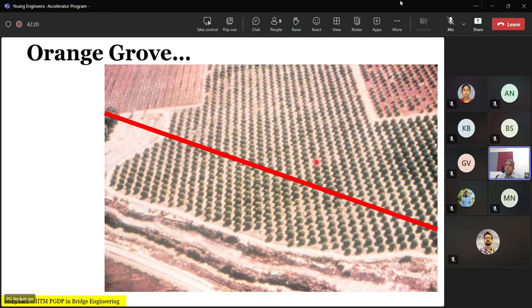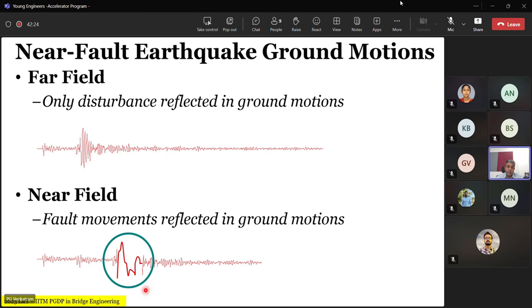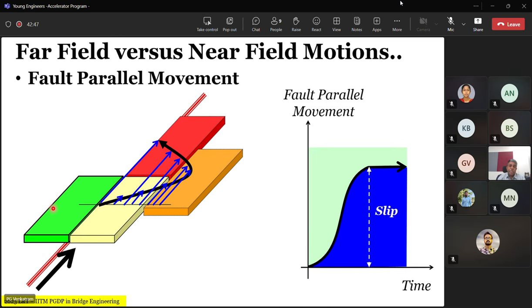That effect is what is significantly to be considered when you are designing bridges for near field effects. That is, there will be a large permanent displacement, whereas in the far field there will be only an oscillatory displacement. This is the significant difference between designing for ground motions with far field effects and near field effects. Now, with far field versus near field motions, we'll see the comparative action.